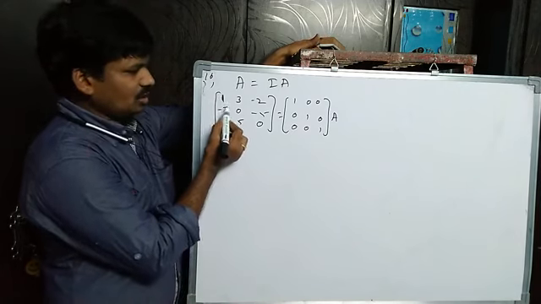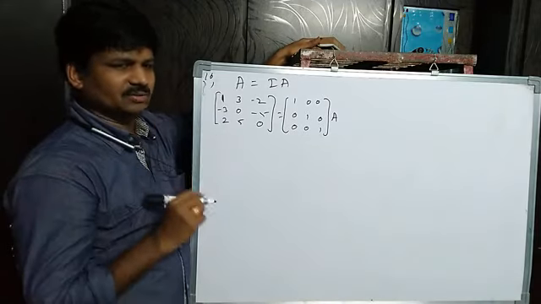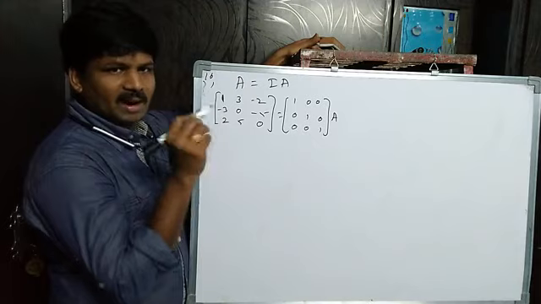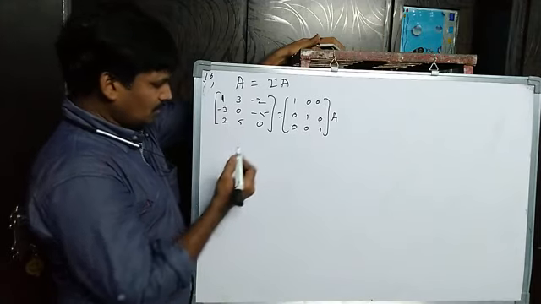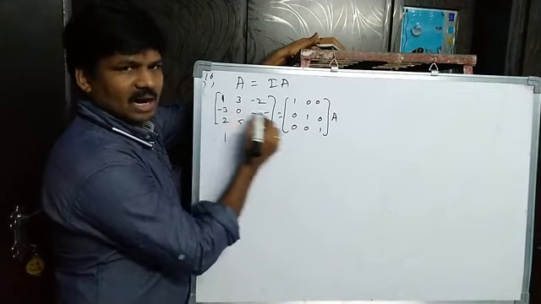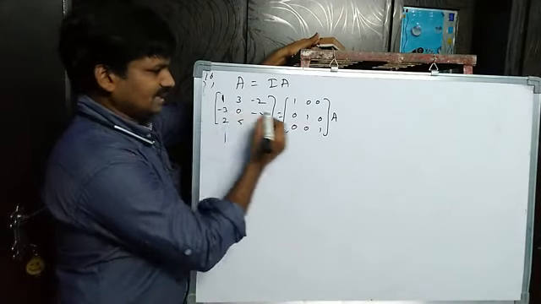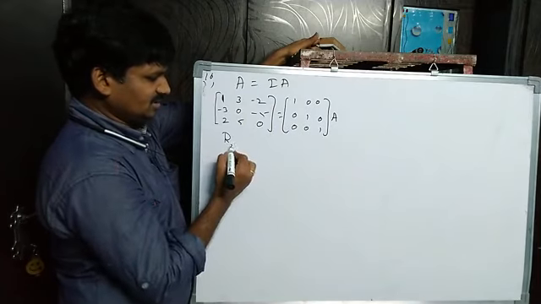Why? Because here we have to make 0. Minus 3 means we have to add 3: minus 3 plus 3 is 0. And 2, subtract 2: 2 minus 2 is 0. So to make minus 3 into 0, where is minus 3? In R2, right? We are using row operations, that is why we use the rows.